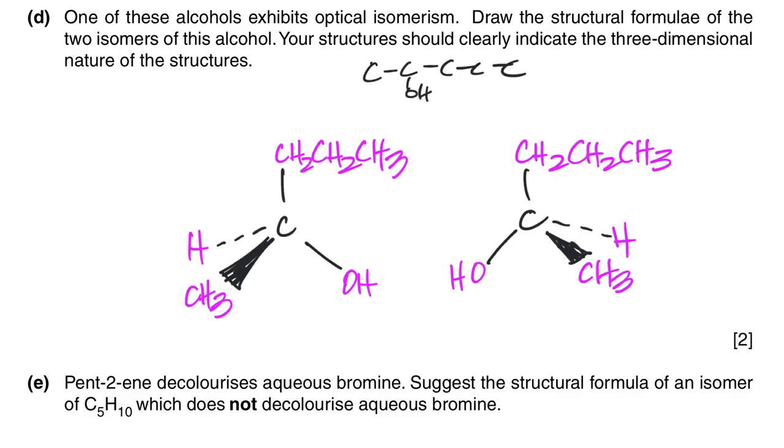Obviously this has mirror images, so maybe something like this. You draw the mirror plane to show their mirror images, but you have to draw the tetrahedral reflections of each other to show the chiral centers. These are chiral centers, and they want the three-dimensional nature of these structures. So you draw the mirror image tetrahedral structures to show optical isomerism.